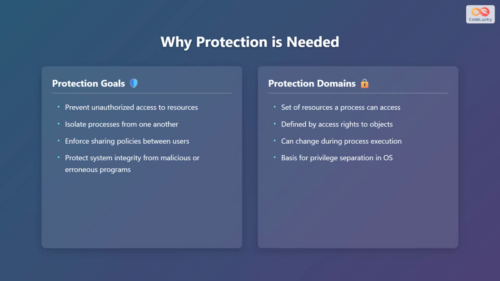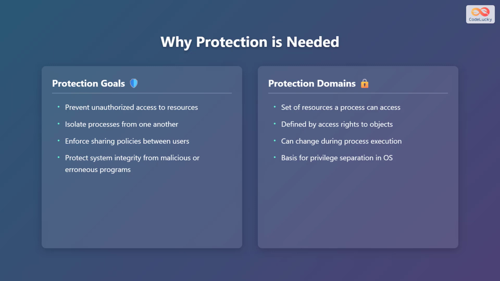Let's discuss why protection is needed in computer systems. The goals of protection mechanisms are to prevent unauthorized access to resources, ensuring that only legitimate users and processes can access sensitive data and system functionalities.